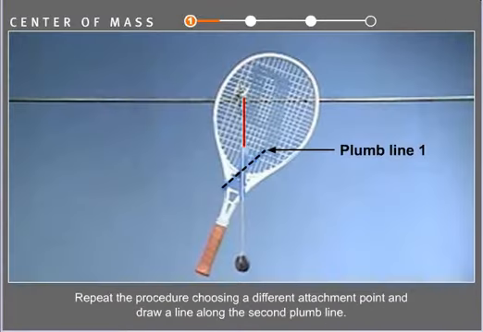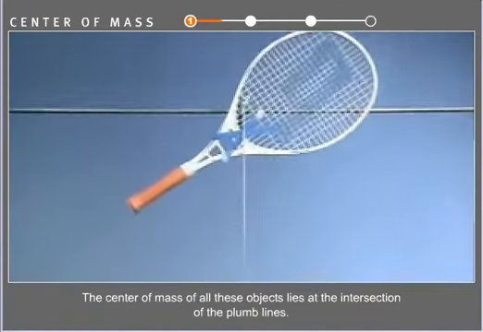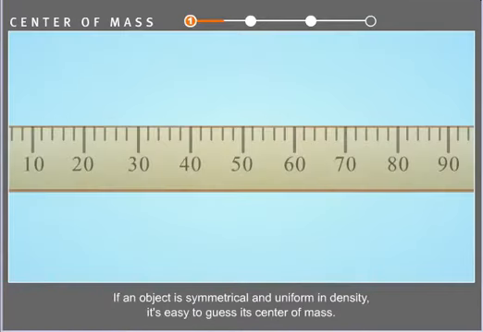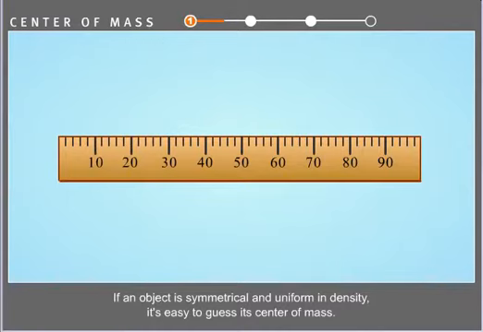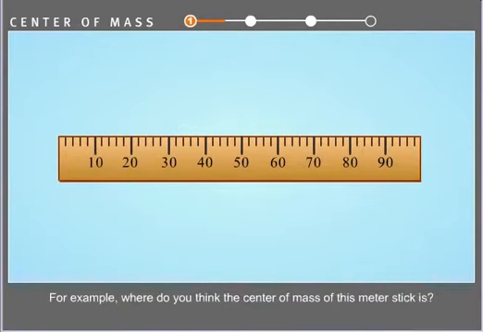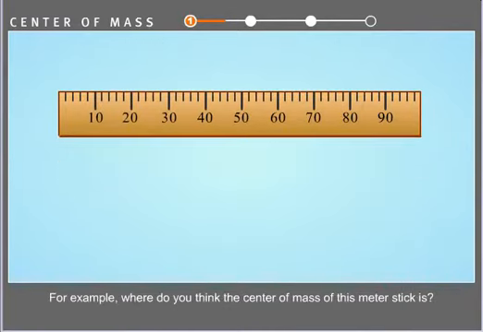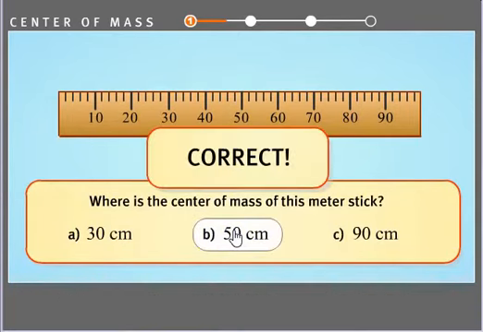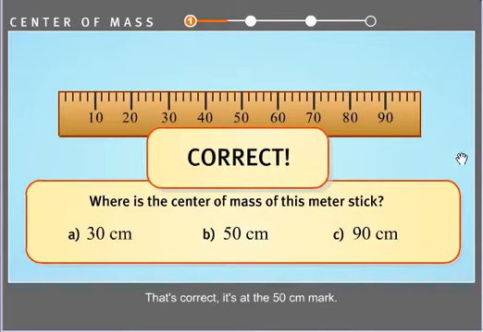Repeat the procedure choosing a different attachment point and draw a line along the second plumb line. The center of mass of the object lies at the intersection of the plumb lines. If an object is symmetrical and uniform in density, it's easy to guess its center of mass. For example, where do you think the center of mass of this meter stick is? That's correct. It's at the 50 centimeter mark.